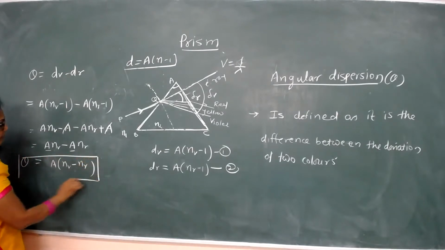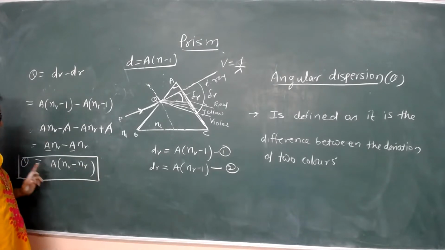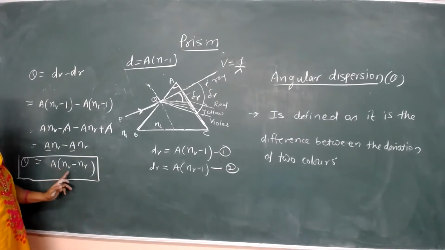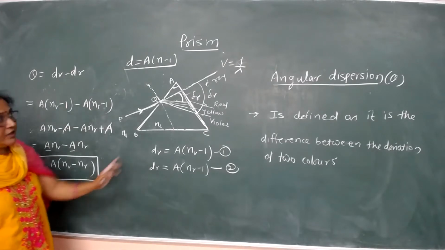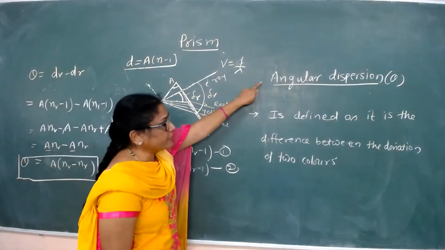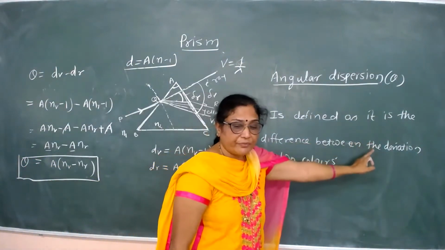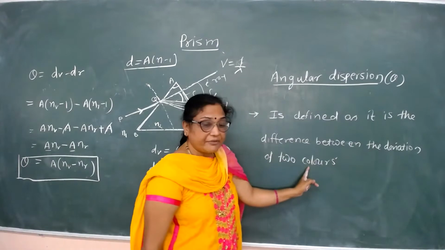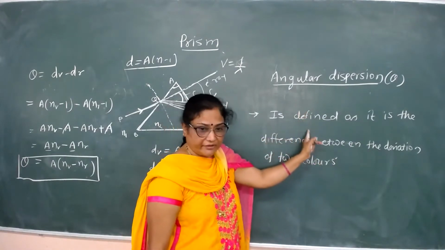This formula is important for the numericals. So the angular dispersion, theta, is equal to A into nV minus nr. This is known as the angular dispersion. Angular dispersion is defined as the difference between the deviations of the two colors.